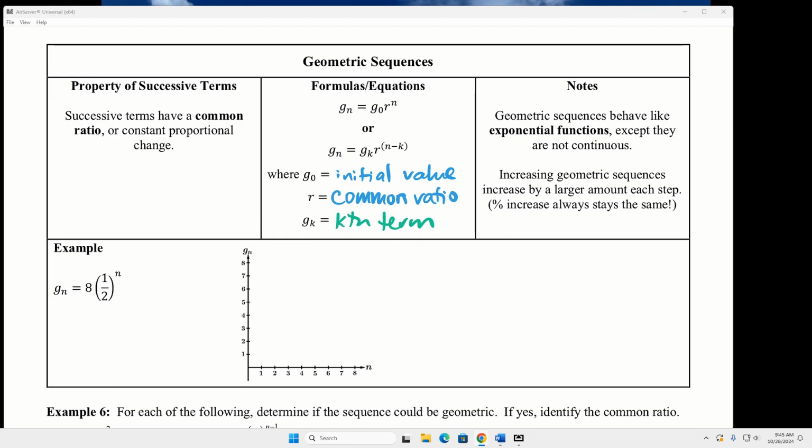All right, and geometric sequences behave like exponential functions, which we haven't talked about, but we will starting tomorrow. But you've learned about exponential equations, or functions, before. The difference is they are not continuous. So when you graph a sequence, it's just dots. You don't ever connect the dots. All right, so let's do a sequence.